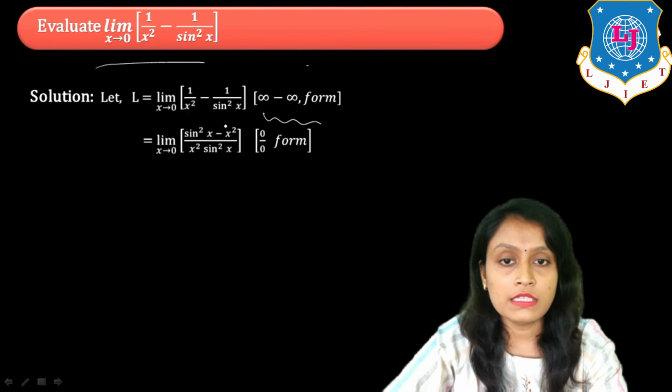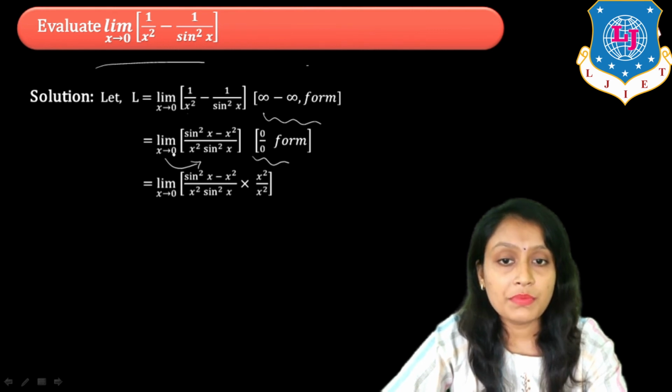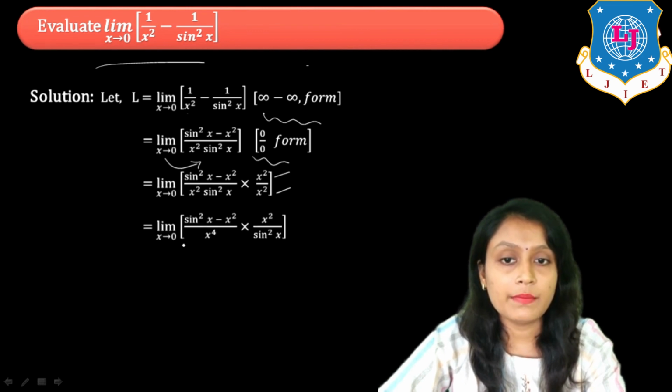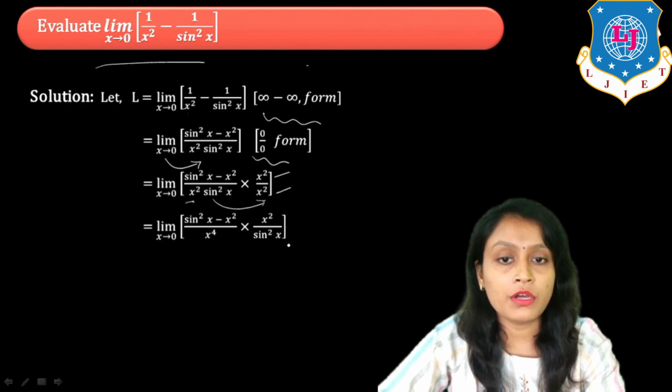So what we will do is cross multiply. So multiply sine square x here and x square here. So you will get sine square x minus x square upon x square sine square x. Okay, now if you substitute x is equal to 0 here, you will get the form 0 by 0. Okay, now to simplify this further, what we will do is multiply and divide by x square. Okay, and simplify further, so you will get limit x tends to 0, sine square x minus x square, this x square and x square will give x raised to 4, and bring this sine square x here, so you will get x square upon sine square x.